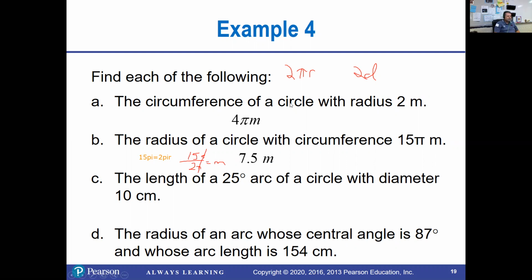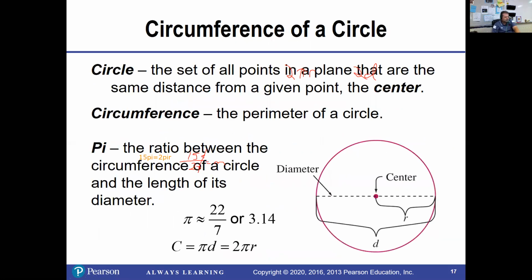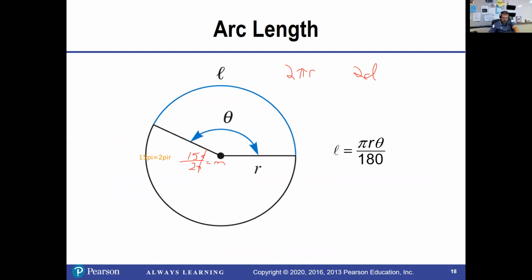Okay. All right. The length of a 25-degree arc of a circle with diameter of 10. So remember, that's going to be 25, that's your theta, pi over 360. Now, where did they get that from? Don't forget, let's go back. The length, pi r theta over 180, right?